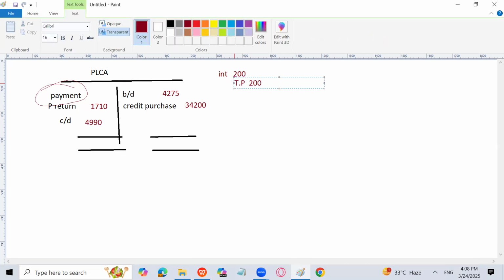How come, sir? Because interest charged on overdue account means that we are not able to make the payment to the trade payables on time.